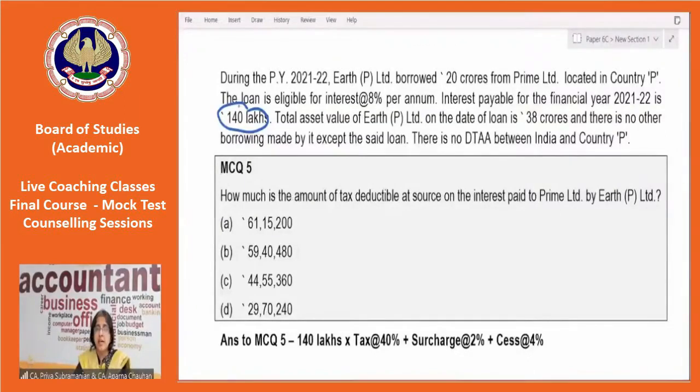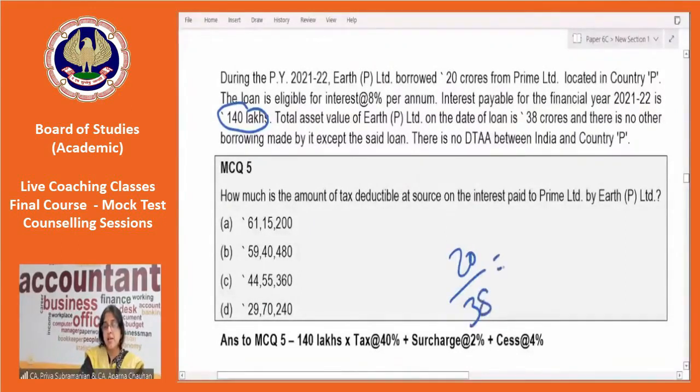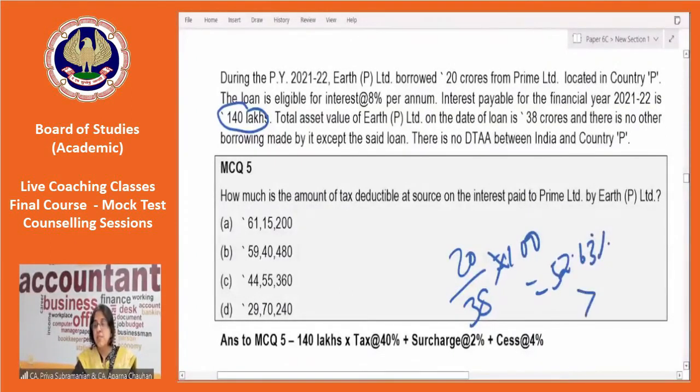There is no DTA. So what is the percentage of borrowing? The borrowing as a percentage of fixed asset comes to 20 divided by 38 into 100. It's 52%, 52.63%. So it exceeds 50%.